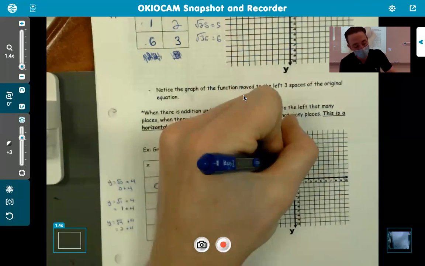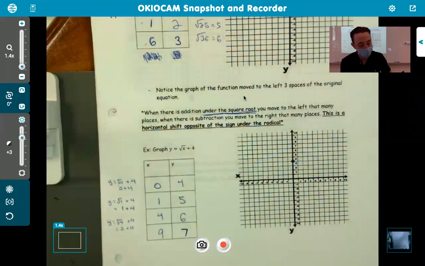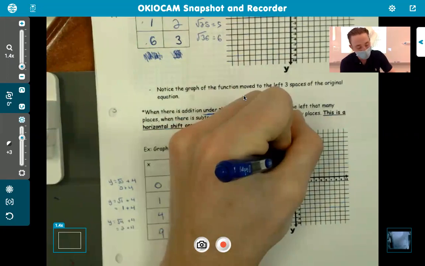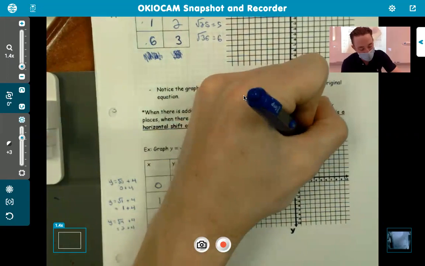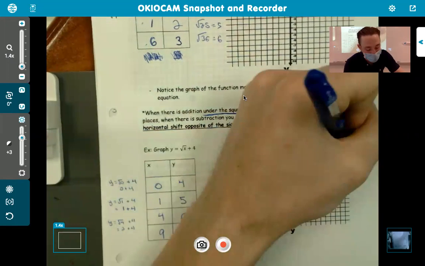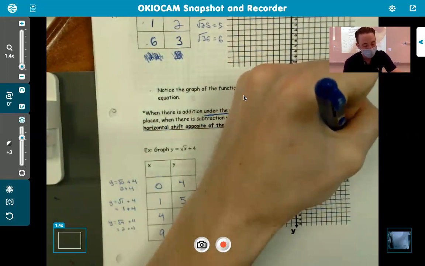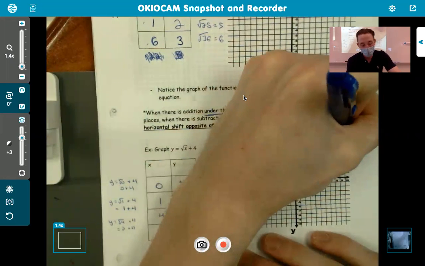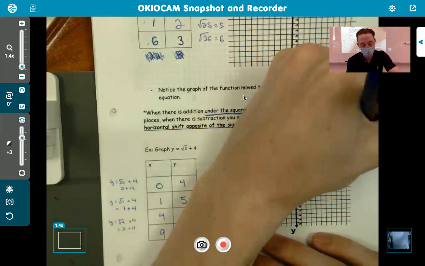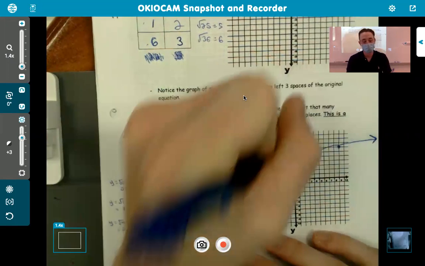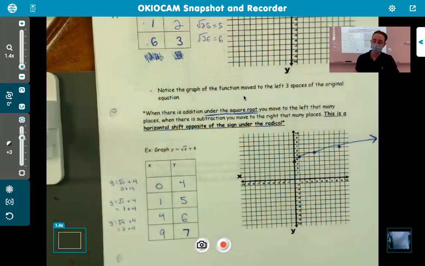Okay. Let's go through and plot them. So I'm at 0, 4, 1, 5, 4, 6, and 9, 7. And now this is what my graph looks like. Any questions about how I drew that graph? Give everybody a second to catch up here.